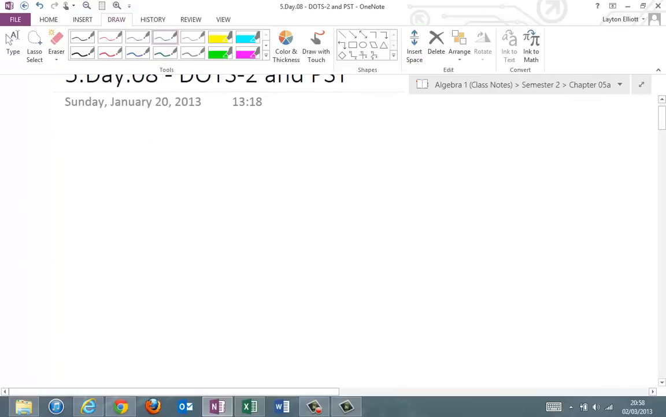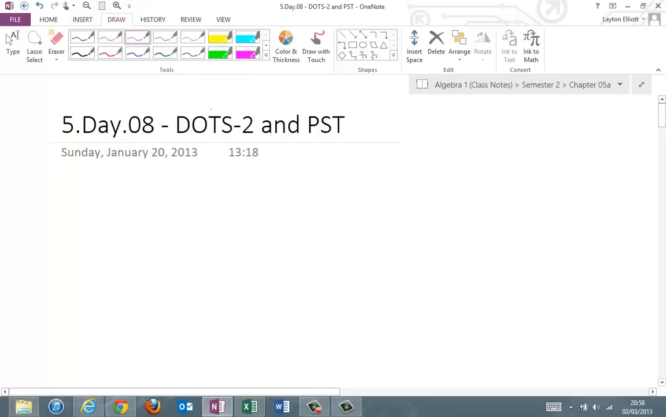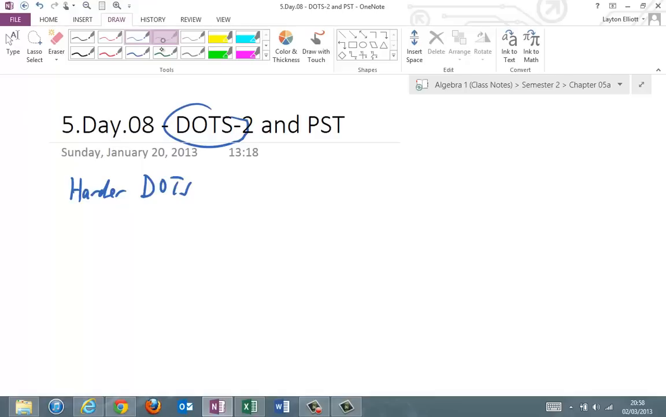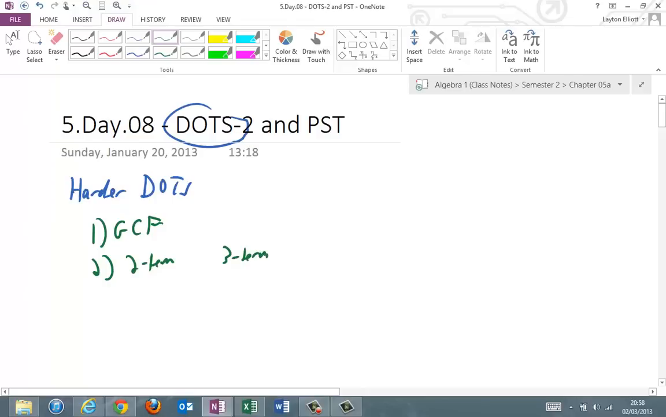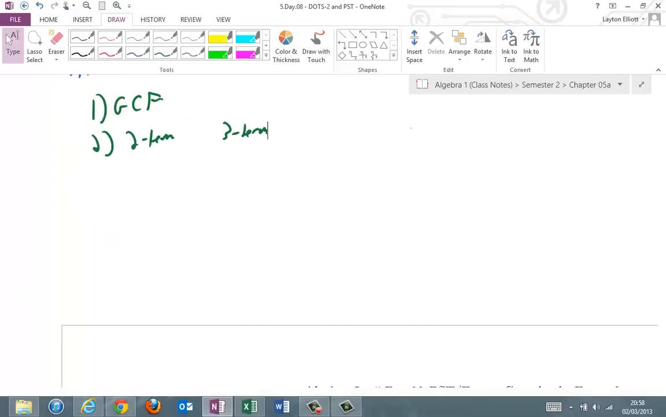Okay, the new type of factoring that we're going to learn, we're going to call dots 2, as you can see from the heading. I like to think of this as harder difference of two squares. And I want you to remember that every single time we factor, number 1, we look at greatest common factor, and number 2, we look at the different kinds of factoring that we can do, whether it's 2-term or 3-term. If it's 2-term, we look for difference of two squares. And that's where we are right now. We're going to go back to the 2-term factoring.